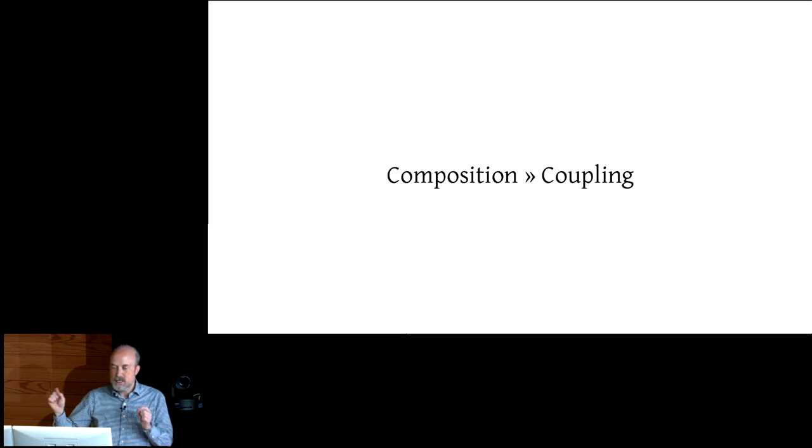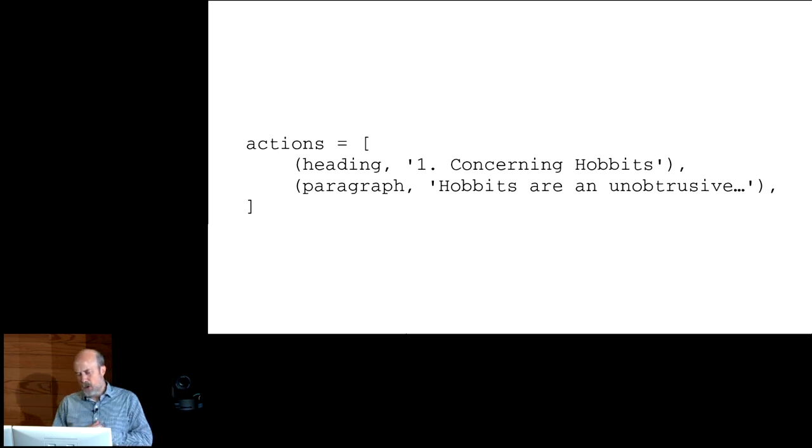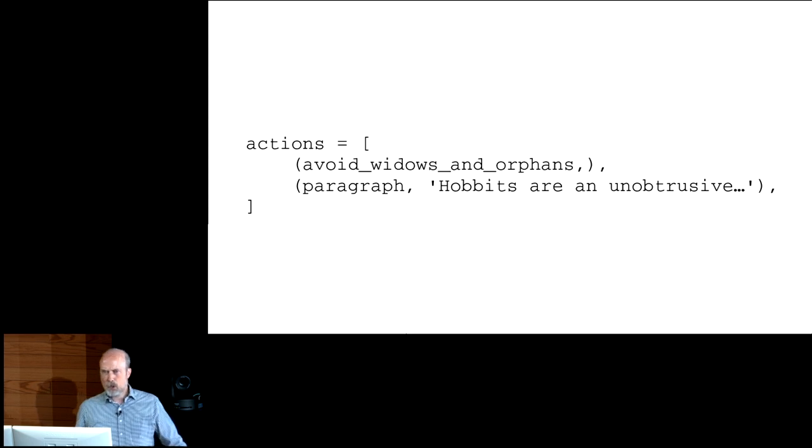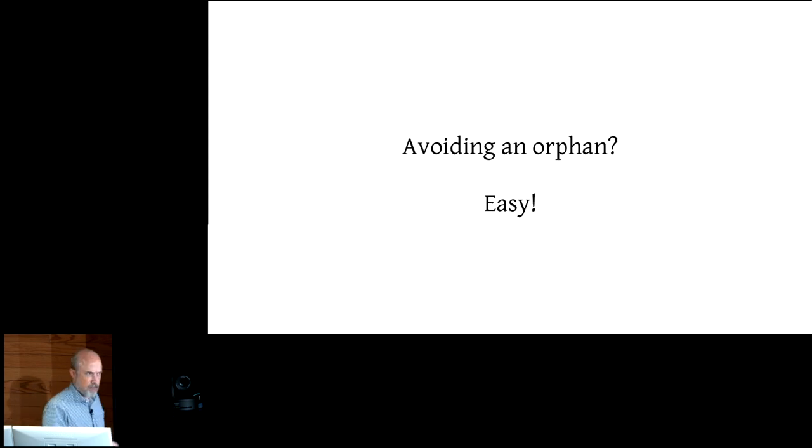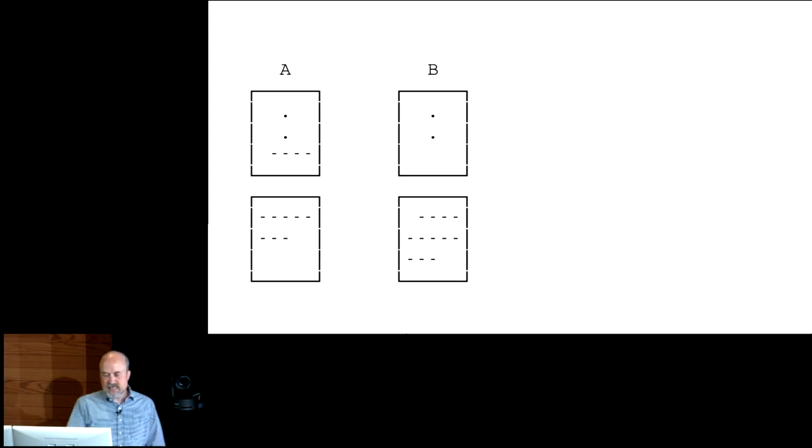Composition, when it's possible, is always to be preferred over coupling. And so, if a heading, it occurred to me, can control things about the paragraph that follows it, could I write an avoid widows and orphans routine that had no content of its own to offer to the page, but that simply controlled the next item, whatever it was, to help it avoid the problem of stranding lines? Well, I thought through it. Avoiding an orphan, easy.